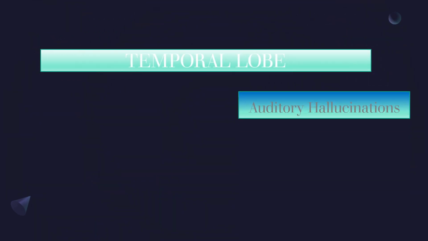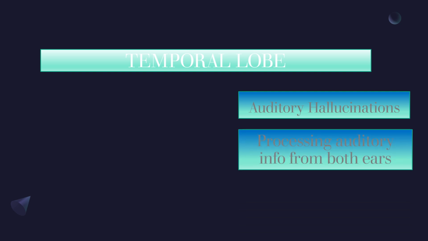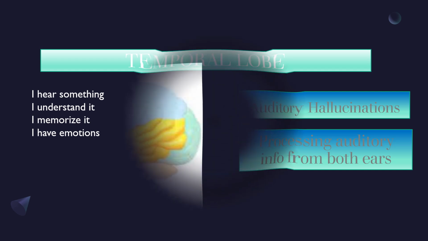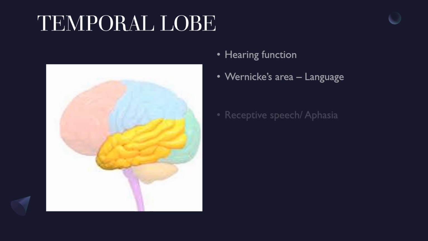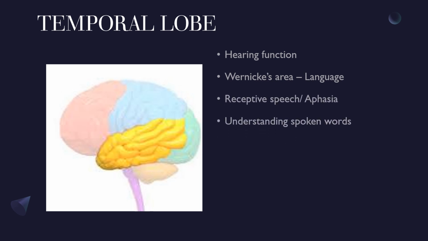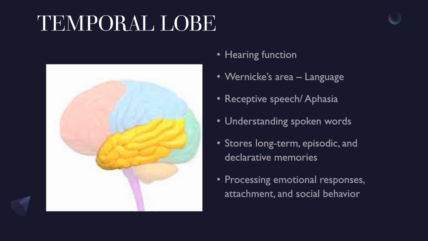When you think of the temporal lobe, you want to think of auditory hallucinations and processing auditory information from both ears. The temporal lobe is all about hearing function. Wernicke's area is language, receptive speech, understanding spoken words. It stores long-term, episodic, and declarative memories, and processes emotional responses, attachment, and social behavior.